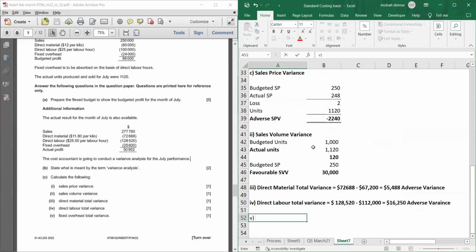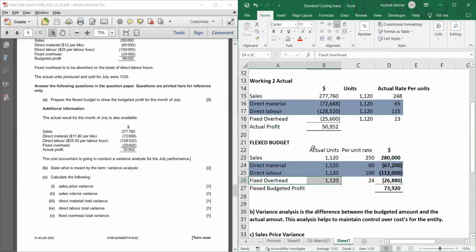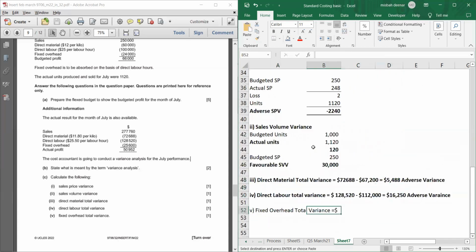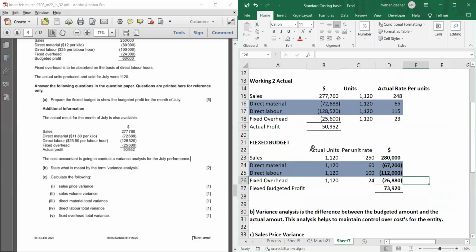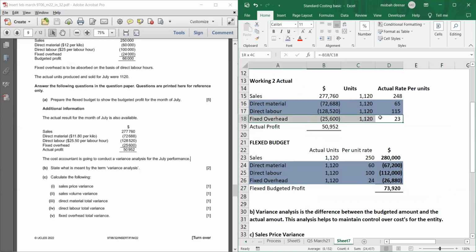Then number 5, fixed overhead total variance. For this, the same method. The actual cost was 25,600, and the flex was 26,880, and the actual was 25,600.